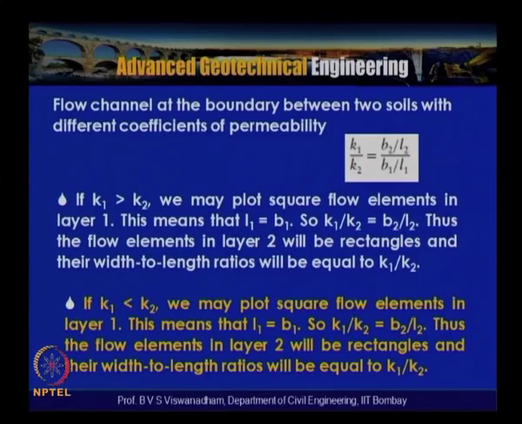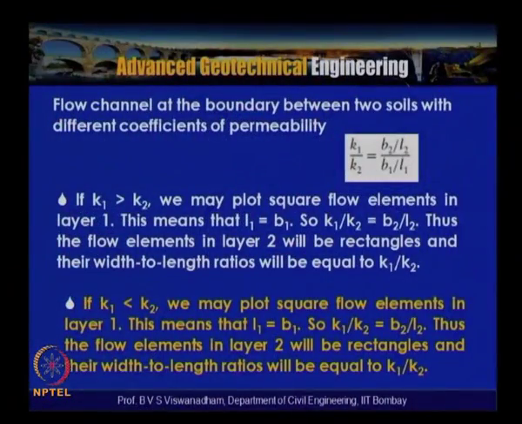So in the case we discussed, the flow channel at the boundary between two soils with different coefficients of permeability, we can write K1 by K2 is equal to B2 by L2 by B1 by L1. B2 by L2 is in the soil 2 region, where B2 is the distance between two flow lines after deflection in soil 2, L2 is the distance between two equipotential lines, and similarly B1 by L1 is nothing but the aspect ratio in soil 1.